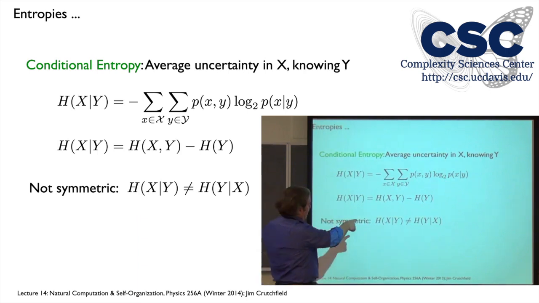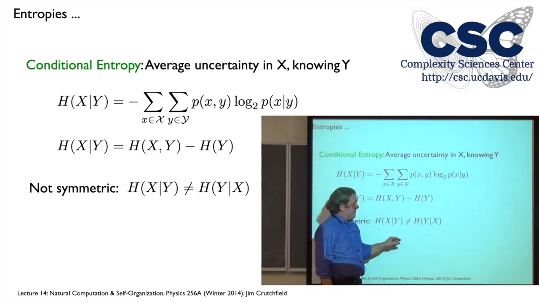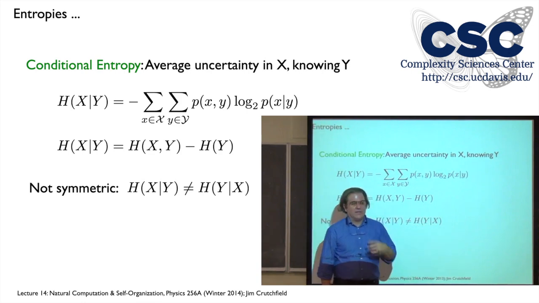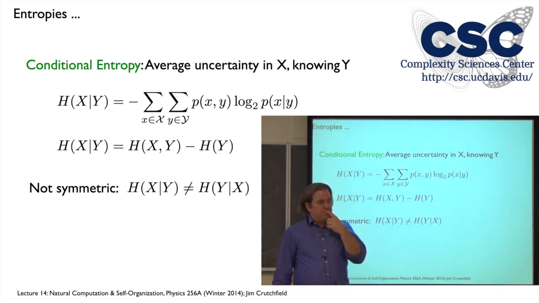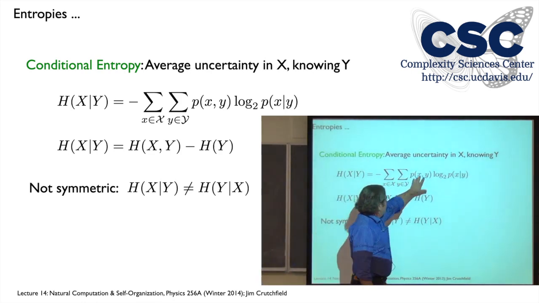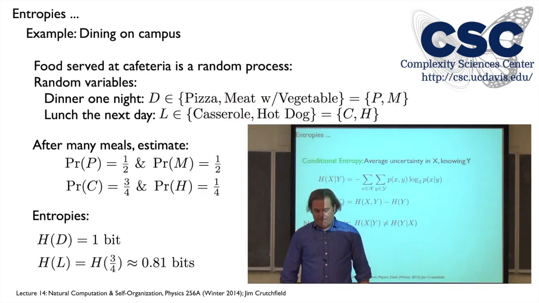This is not symmetric. So these numbers, the uncertainty in x given y, it's not the uncertainty in y given x. It's not a symmetric function. Right, so again, to calculate these, we need to start with this joint distribution.